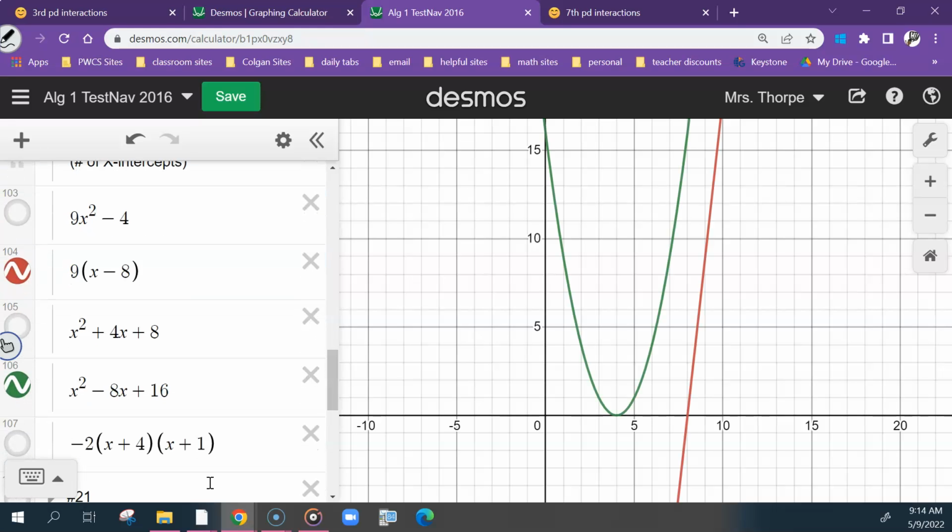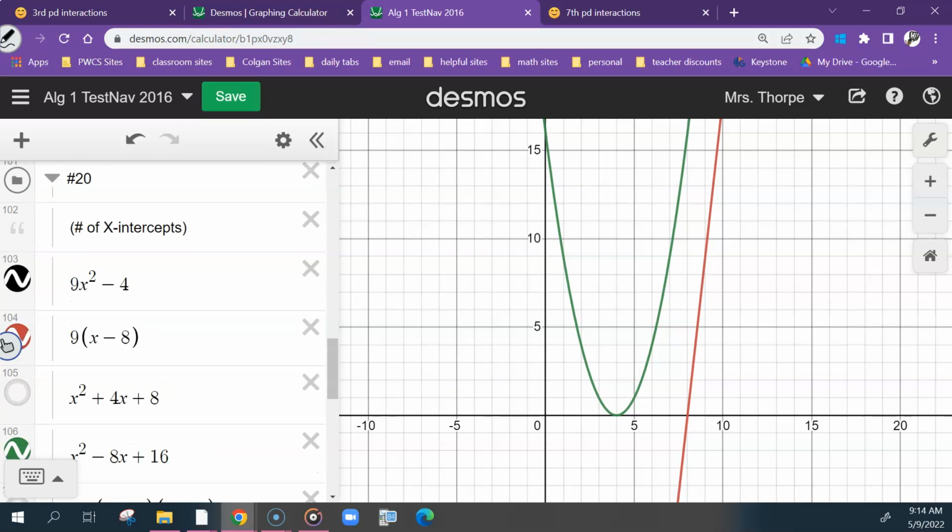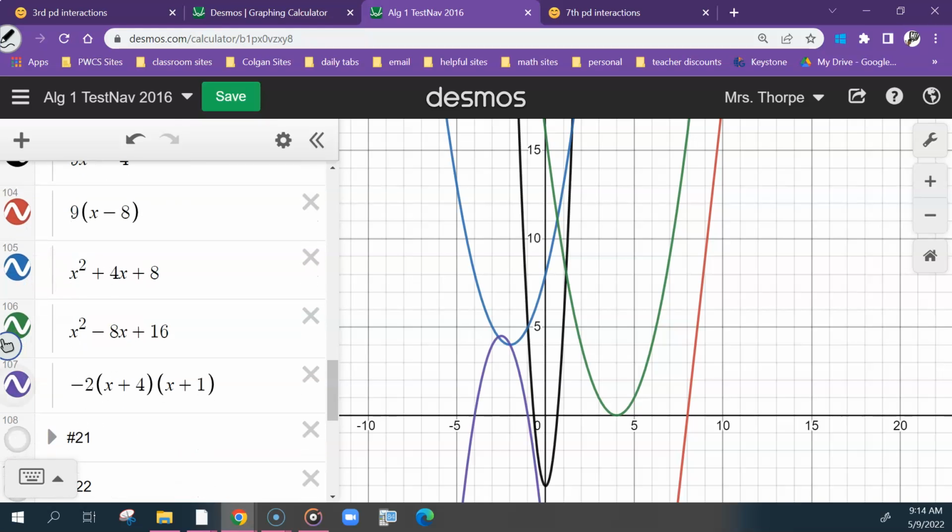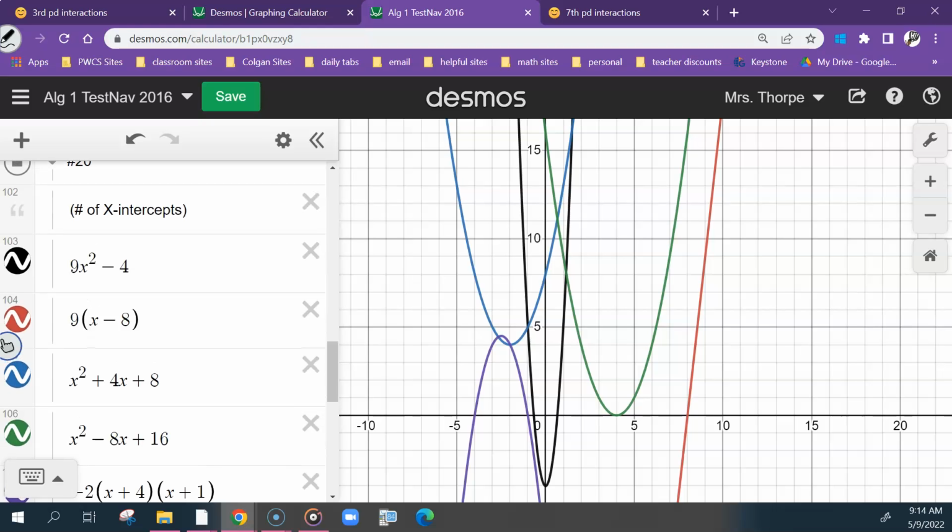So you could possibly eliminate if you did it algebraically, because the quadratics, you could have 2 or 0 or just 1. You would have to see all of these like that. If I graph them all and I'm looking for which one either touches or crosses the x-axis once, anything that is a linear function has to go through your x and y-intercept at least once. So the 9 times x minus 8 would definitely be 1.